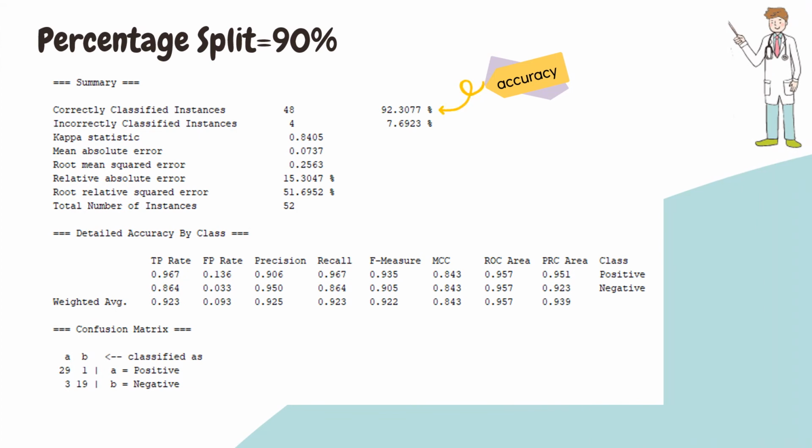Next, for percentage split with ratio 90 to 10, where 90 is the percentage of training dataset, change the percentage to 90% and click start button to run the data. The accuracy is 92.31%.